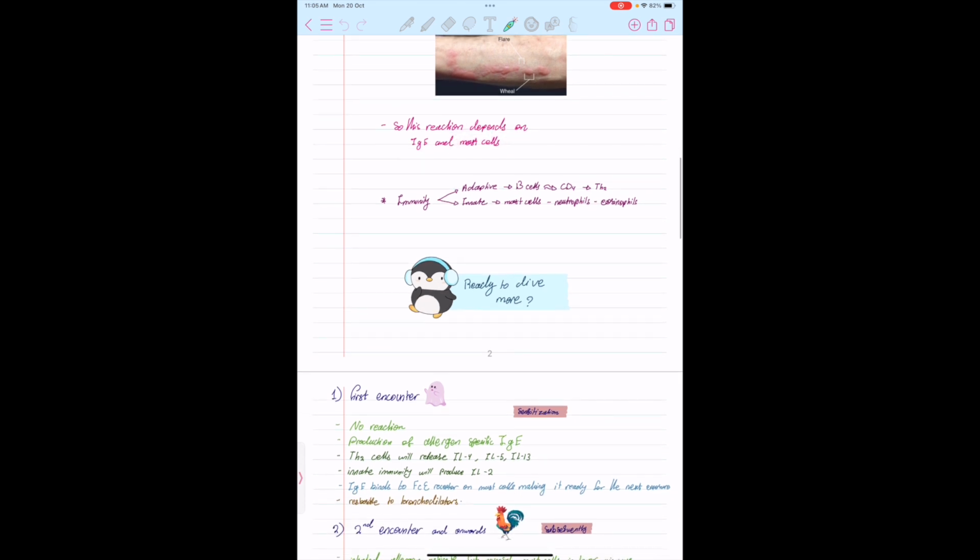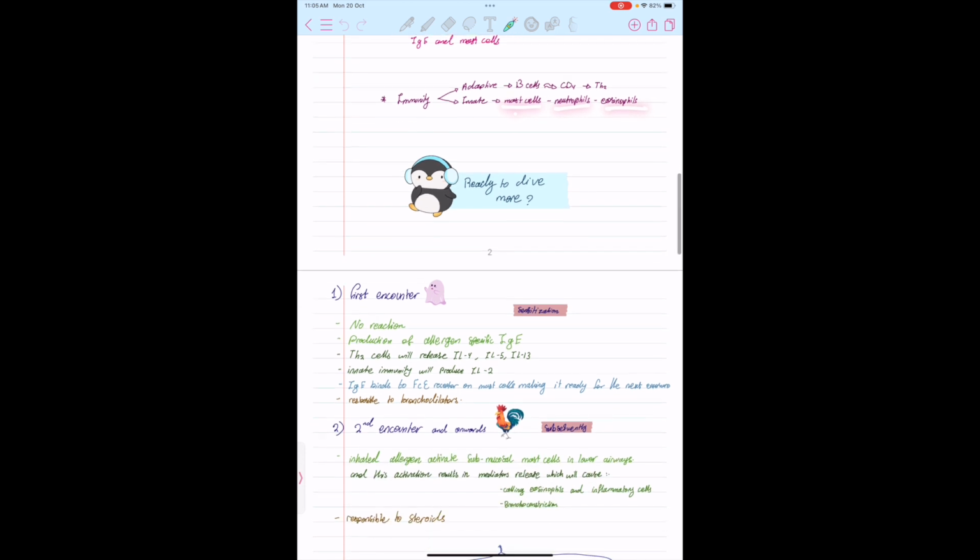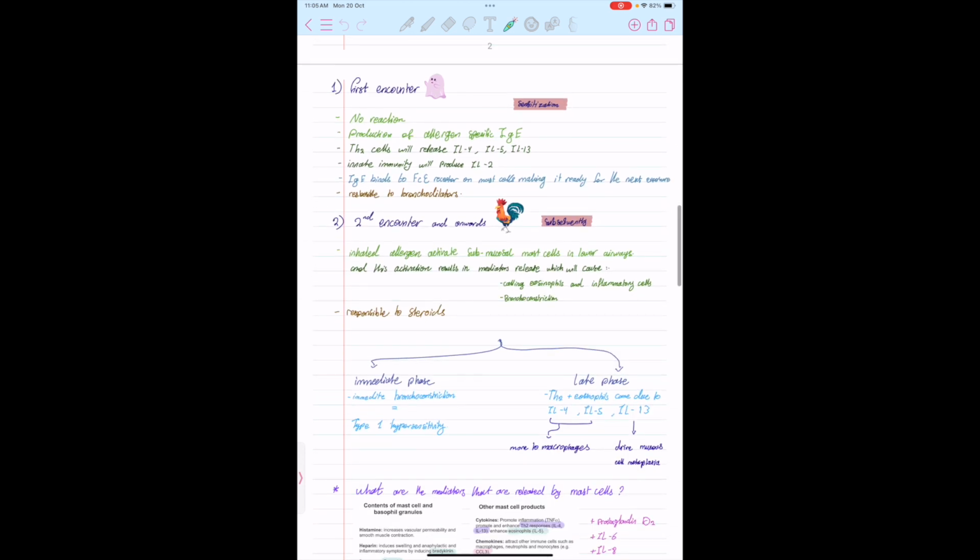Moving forward to the immunity in asthma, we have adaptive and innate. The adaptive immunity is B and T cells. Basically here we have B cells and CD4, which will differentiate into T helper 2. And innate immunity is especially the mast cells, neutrophils, and the eosinophils. Ready to dive more? Moving to the first encounter in asthma, we have multiple encounters.